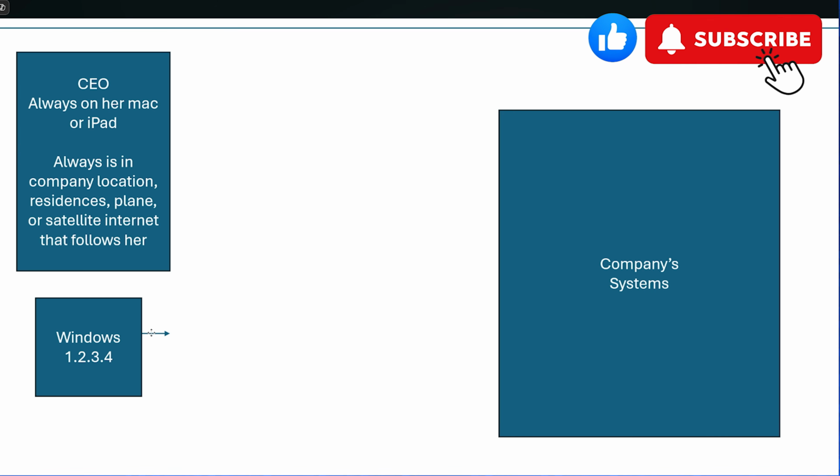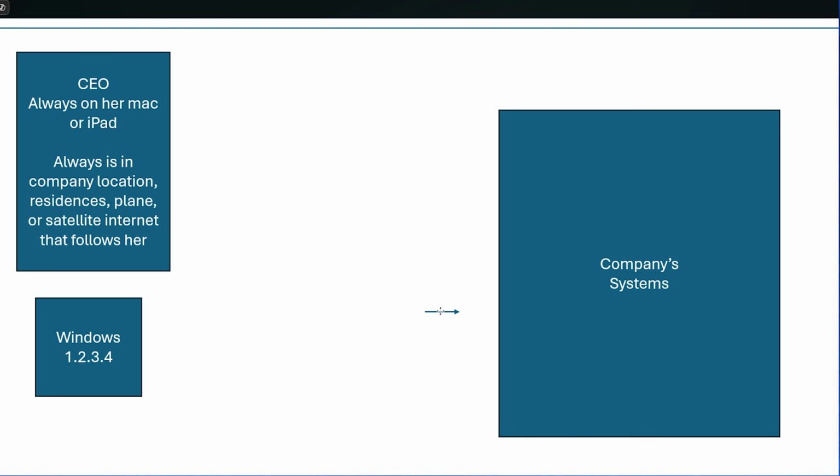But the Windows system now tries to log on to the company's systems. Thankfully, these companies' systems are context aware, with their identity and access management saying, wait a second, the CEO comes in on a Mac or an iPad, and this is not one of them. This is not one of the CEO's IP addresses. So there are two options that can occur here.